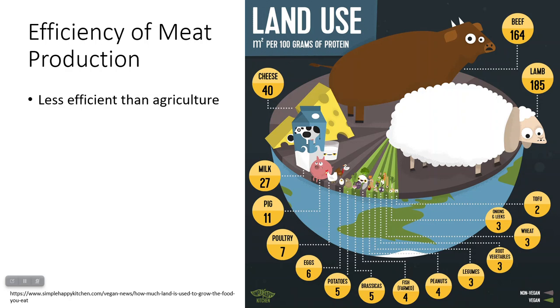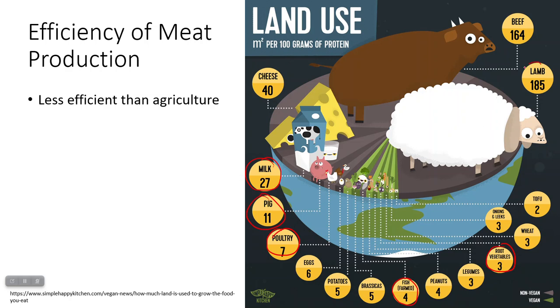So this diagram is showing you how many square meters of land you have to use to produce 100 grams of protein in each of these forms. So for example, to produce 100 grams of milk protein, you need 27 square meters. To produce 100 grams of fish protein, you need 4 square meters. For root vegetables, you need 3 square meters. Notice when you start having some of these other things, poultry, for example, is 7 square meters, pigs are 11.